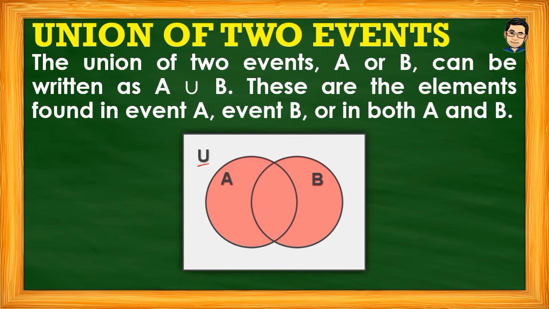And then we have there event A and then event B. As you can see, ayan, yung buong portion nung A tsaka B ay shaded. Yun po yung tinatawag nating union. Ibig sabihin, pinagsasama natin yung mga elements na nasa event A tsaka nasa B. Okay, so kasama po dyan yung intersection. So, by the way, kapag union of two events, kapag may mga common elements tayo dyan, sinusulat lang po natin yan once.